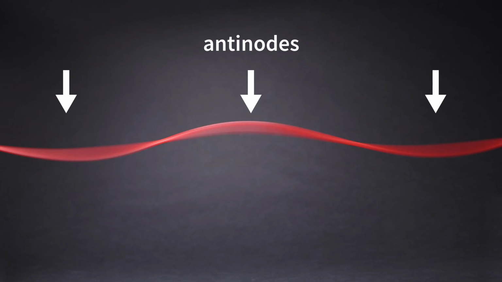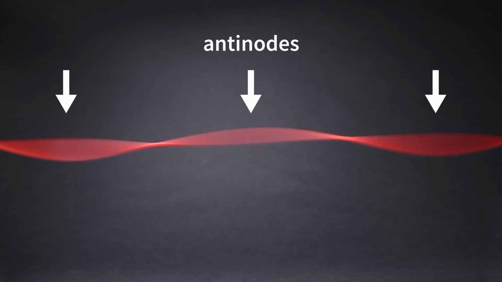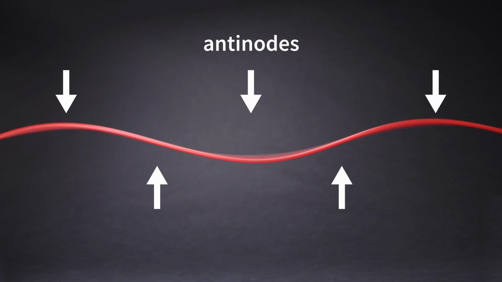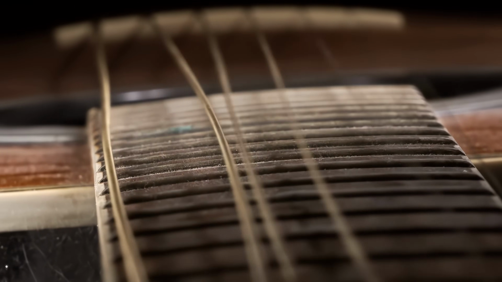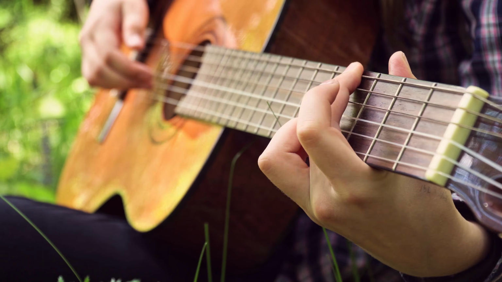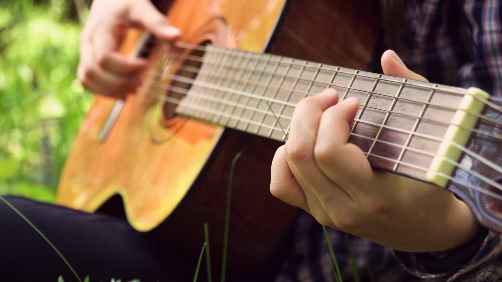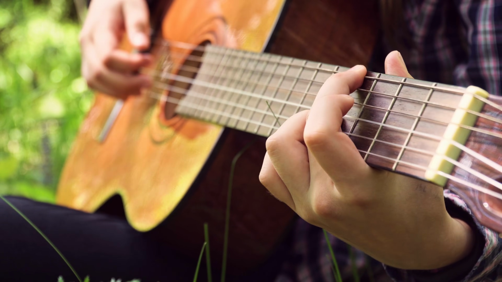Standing waves are characterized by a fixed pattern of coordinated oscillations. There are spots of maximal oscillation, which we call antinodes, and spots where there is no oscillation at all, which we call nodes. And they always stay at the same place. When we play the guitar, we create standing waves on the strings, and by putting our fingers on different frets, we are choosing where the nodes and antinodes of the wave are.